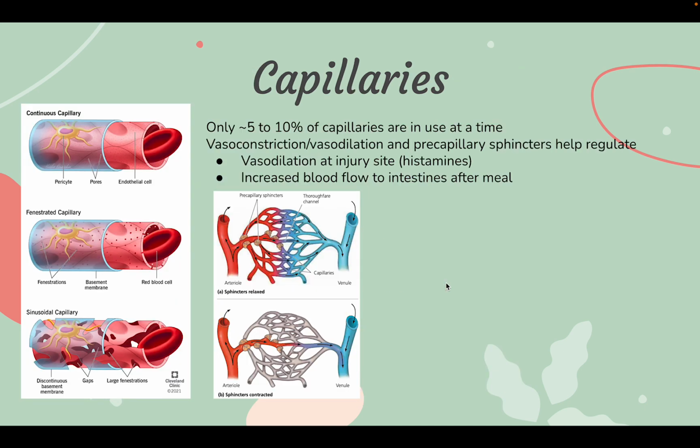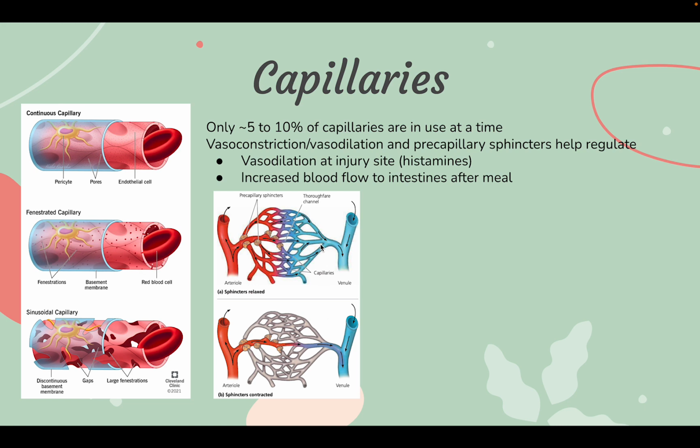All right, so now let's talk about capillaries. Something very interesting is that while you have so many capillaries, only 5 to 10% of them are in use at a time. And this is regulated by vasoconstriction, vasodilation, and these things called precapillary sphincters. You can see them in this picture here. They're these sphincters kind of like before a capillary bed. And depending on whether or not they're constricted or relaxed, blood can or can't go through those passageways. And then we also have these things called thoroughfare channels that are always open.